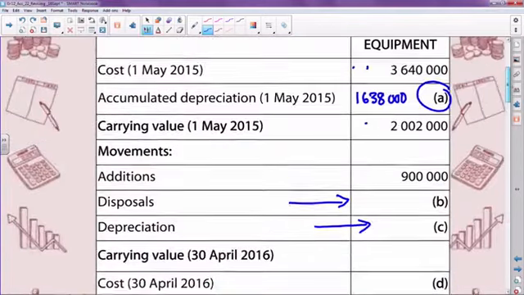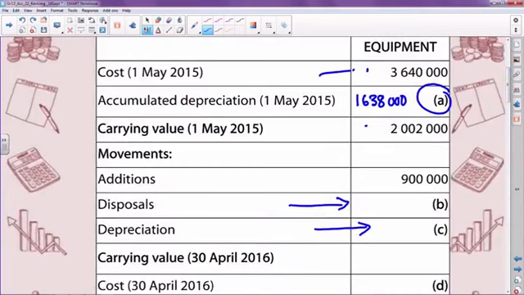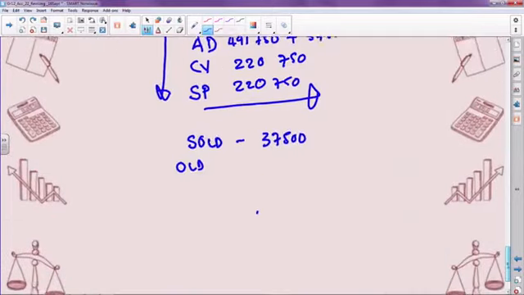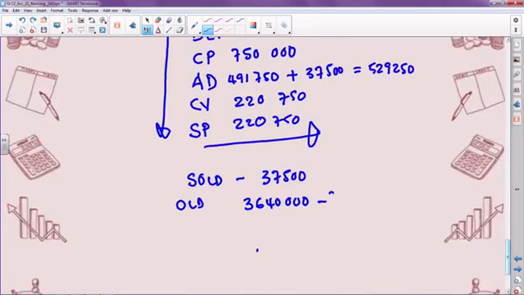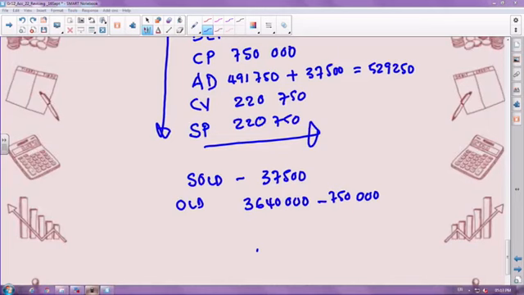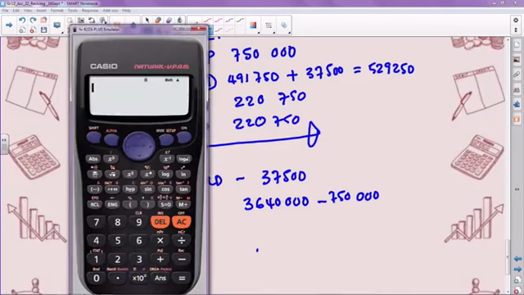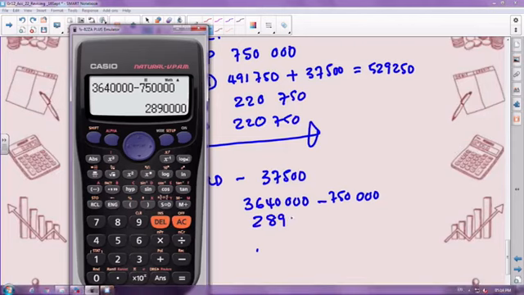Step number one, take your cost price at the beginning of the year, which was 3,640,000. You see it, right? Take the 3,640,000, subtract the asset that you dispose of, and it had a cost price of 750,000. Okay, this means therefore that $3,640,000 minus $750,000 will tell you the cost price of the vehicles or the equipment that you are left with. This gives you a figure of $2,890,000.